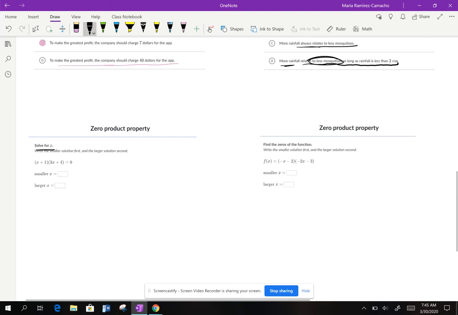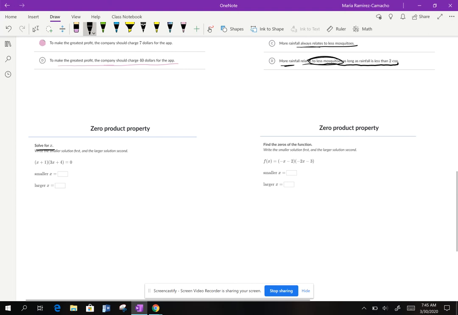Really quickly though, when you are multiplying two numbers, and you get 0 as your product, what does one of those numbers have to be? 0. Okay, you can't multiply 2 and 3 and get 0, for example. It's either one of those numbers has to be 0. 2 times 0, 0. 0 times 3, 0.